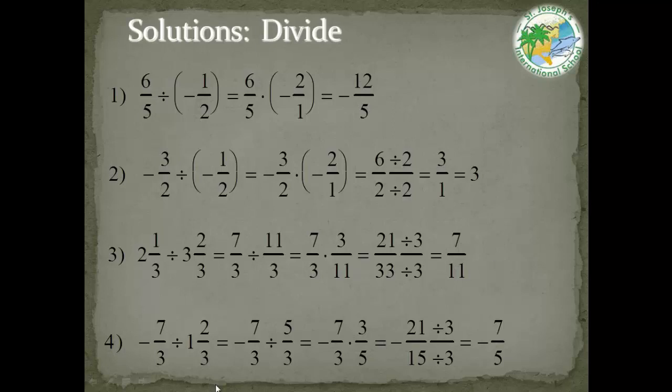The last question, number 4: negative 7 over 3 divided by 1 and 2 over 3. Change the mixed number into an improper fraction. 3 times 1 is 3, plus 2, 5, so 5 over 3. Okay? Negative 7 over 3 times 3 over 5.